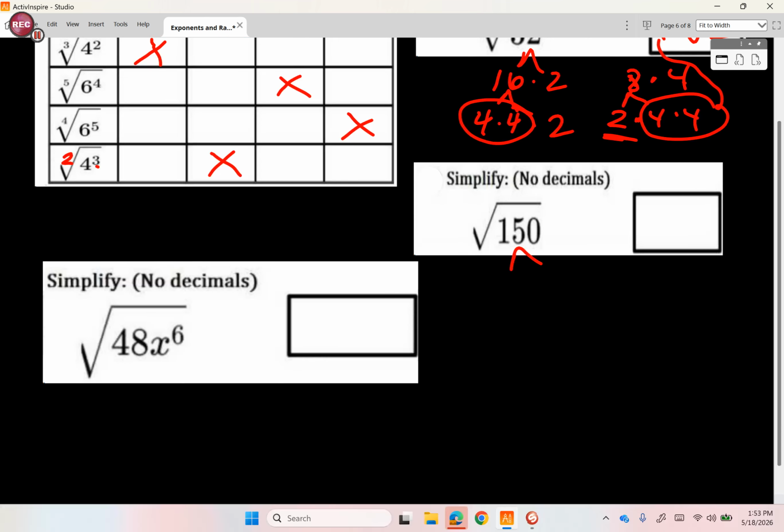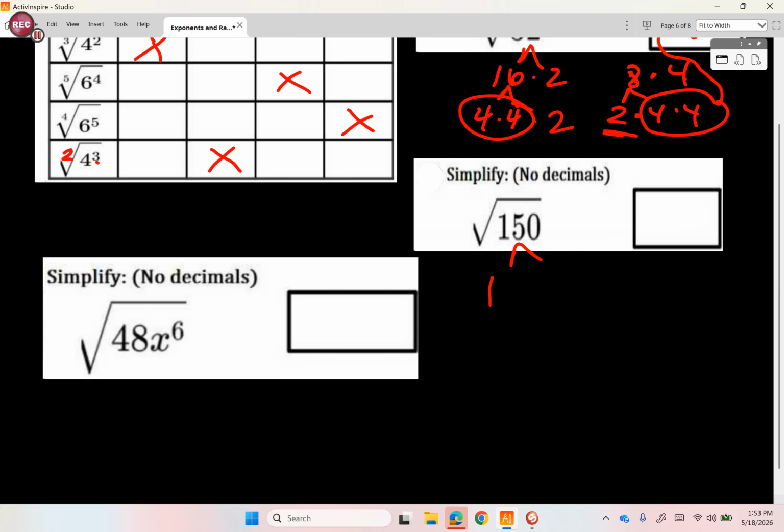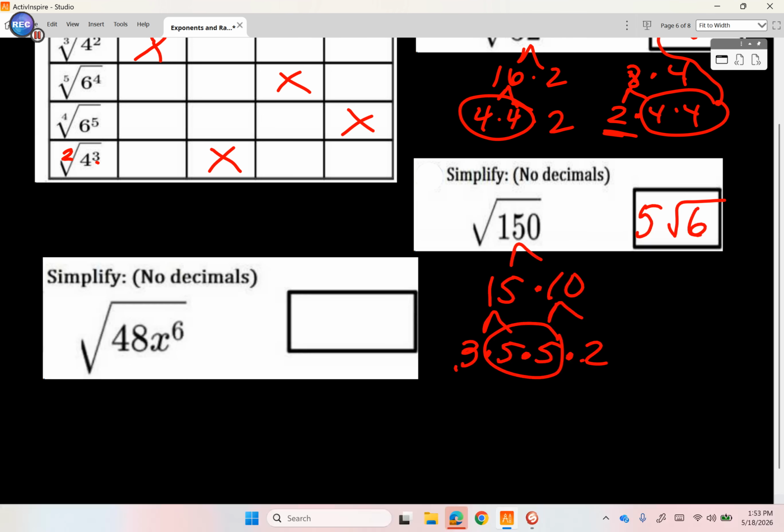All right, on this question, it's 150. It could be 15 times 10. That's the easiest one I could think of. And I'll break down both numbers. 3 times 5 here, 5 times 2 there. 5 repeats, so it comes out of the radical. What stayed in there is a 3 and a 2, which is 6, because nothing repeats. They multiply back up to what they are.